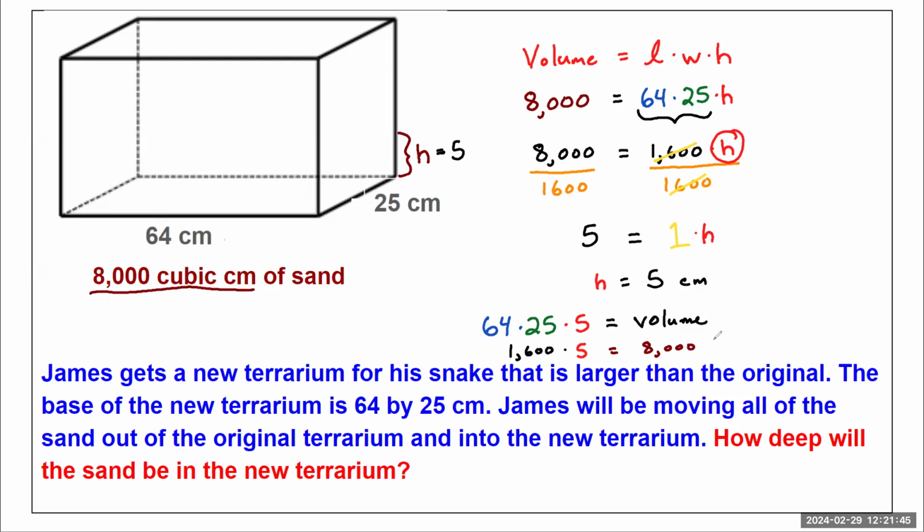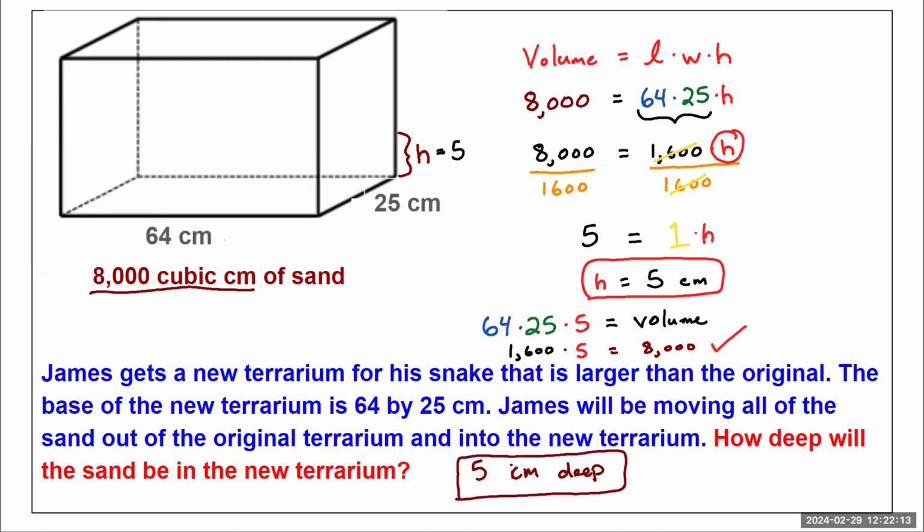That shows our work coming full circle and proves that our height is going to be 5 centimeters. And we know that the depth of the sand in the new terrarium is going to be 5 centimeters deep or 5 centimeters high, whether you're looking at it bottom up or top down. All right, so the purpose of this video and the purpose of this problem was to find a single dimension measurement, which in this case was the height, if we were given the volume and the measurement of 2 other dimensions, which were the length and the width of these terrariums.